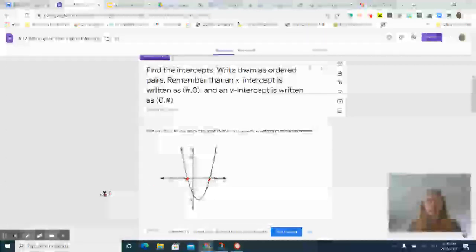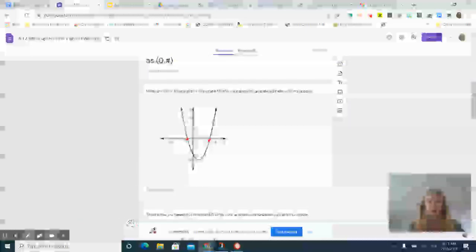Now you can tell in the instructions that we need to write it as the number, comma, 0. We're writing them as ordered pairs. So for our first problem here, as you can see, that first one crosses at -1, 0. And our second one here crosses at 3, 0. So as we are looking at this problem, our answer is going to be -1, 0 and 3, 0.